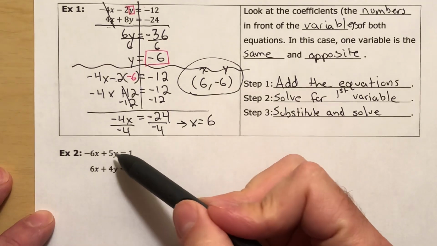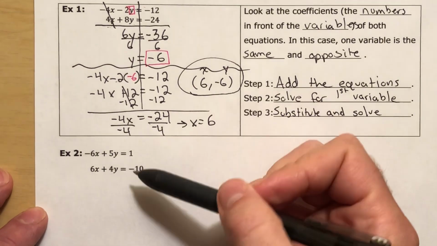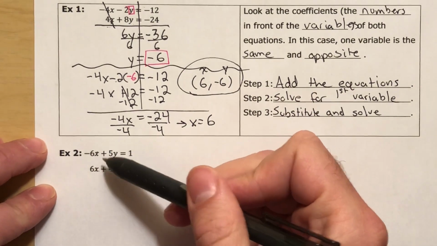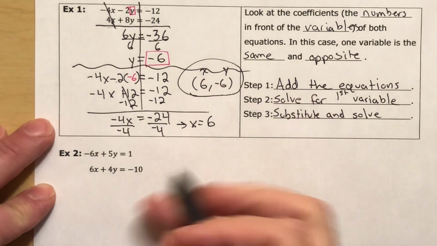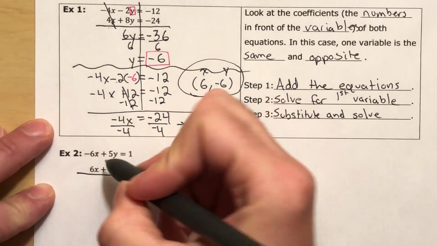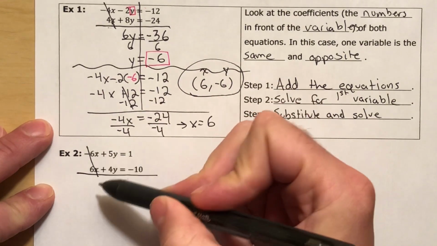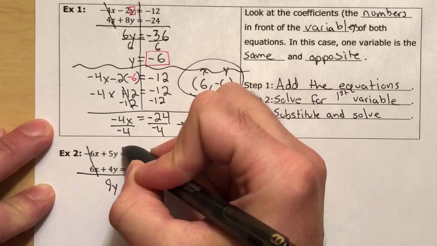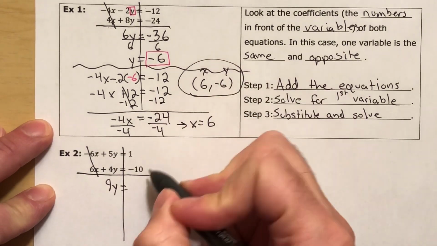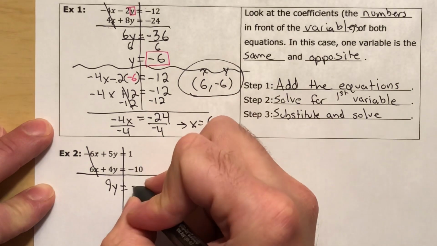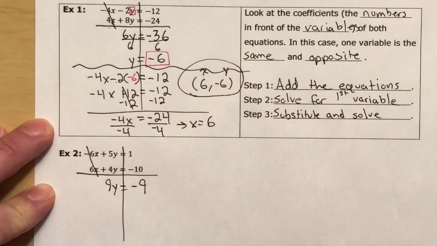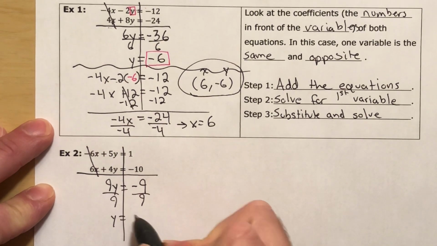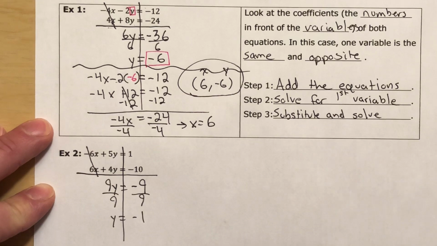So in this next example, it's set up nicely for us because we have the same value, 6, but different signs, negative and positive. So we can just add those together. And the x's cancel out, then we add together the y's. To get 9y, we'll bring down the equal sign. 1 minus 10 is -9. Then we'll divide by 9. So our y value is -1.